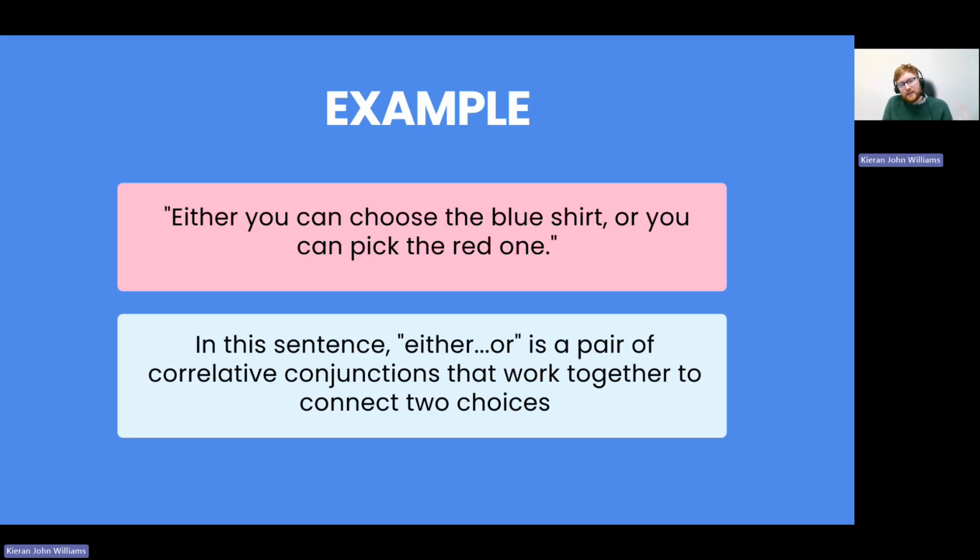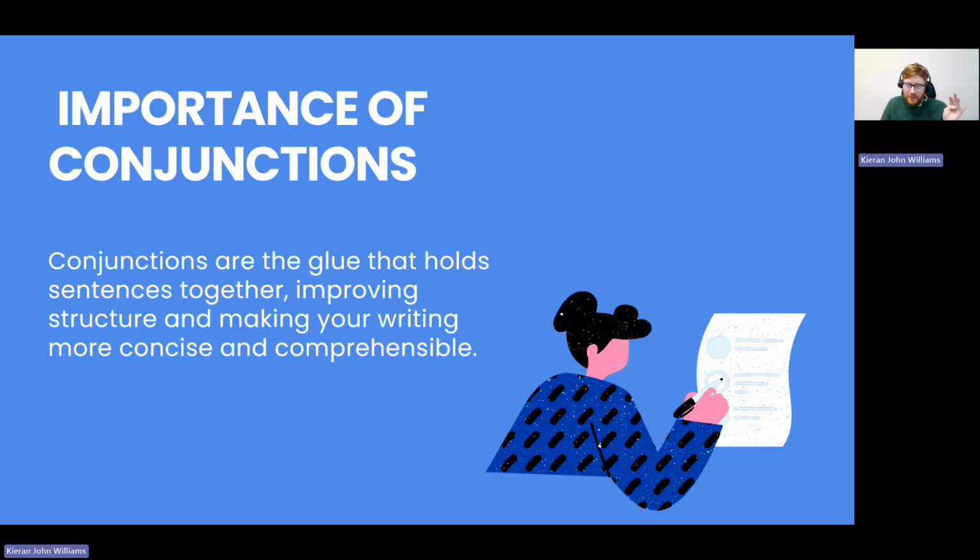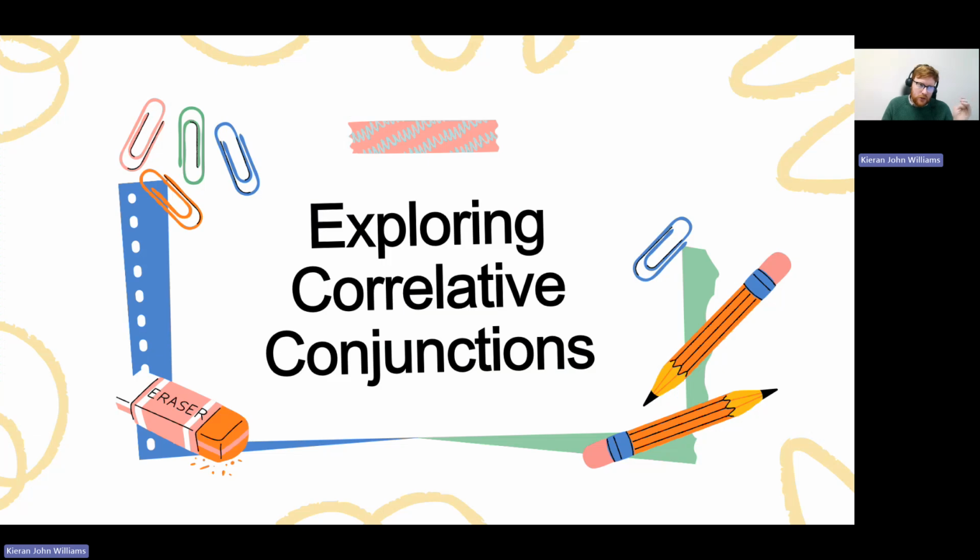So the example is either you can choose the blue shirt or you can pick the red one. So in this sentence, those connections of either blah, blah, blah, or blah, blah, blah, this is a pair of correlative conjunctions that are working together to connect those two choices together. Okay? So just remember then that those conjunctions is that little bit of glue that connects clauses, that connects sentences together and makes our assignments easier to understand and, let's say, better as well. Okay, so let's push ahead with exploring correlative conjunctions.